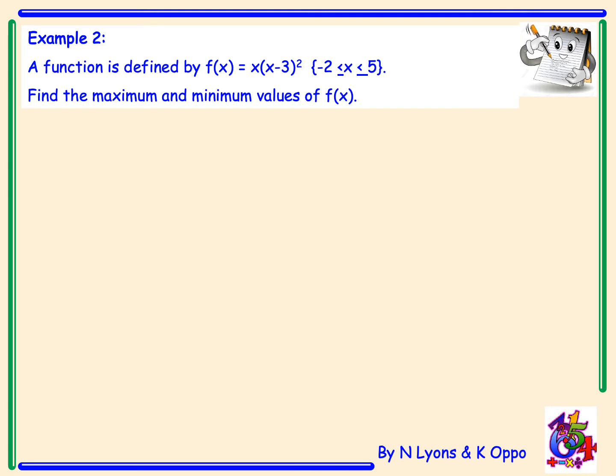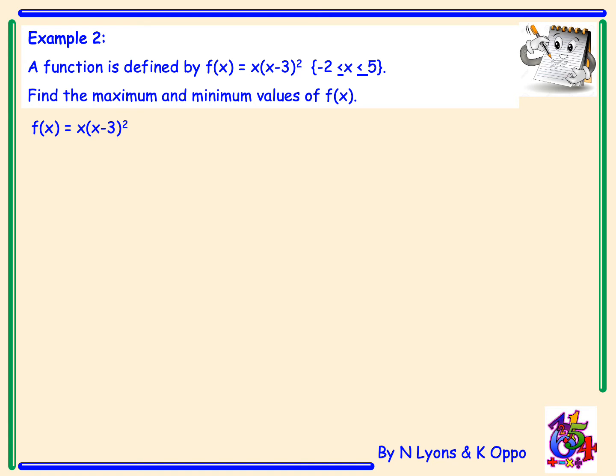Example 2. A function is defined by f of x equals x times (x minus 3) squared within the restricted domain from minus 2 to 5. It says find the maximum and minimum values of this function f of x. So we get started the exact same way. f of x equals x times (x minus 3) squared.